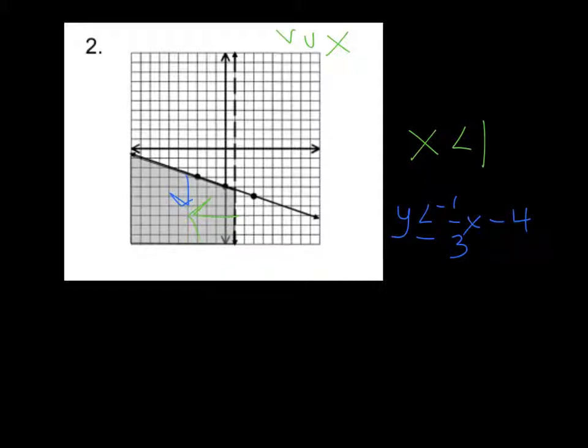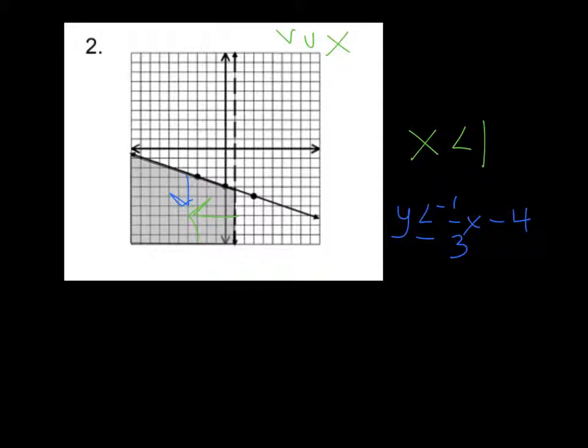So I have now written my system. x is less than 1 is this dashed vertical line, and y is less than or equal to negative 1/3 x minus 4 is this solid line with a negative slope passing through negative 4. The solution to this system falls in this overlapped shaded region.